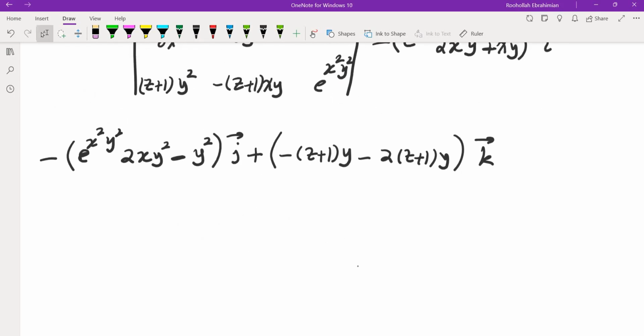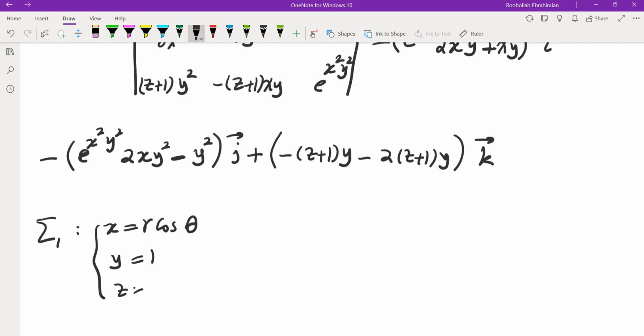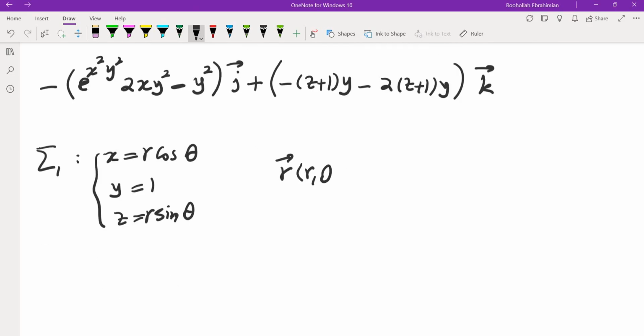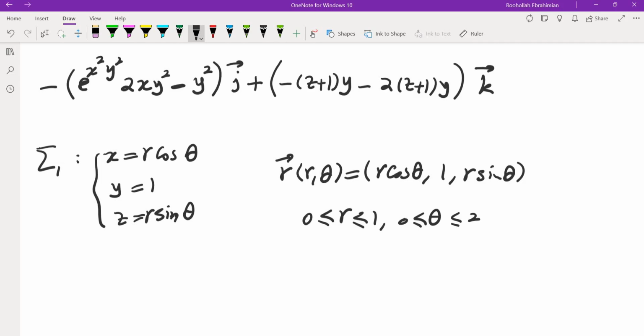So let's look at the surface that we found. Sigma 1 is given by x equals r cosine of theta, y equals 1, and z equals r sine of theta. Okay, so it's going to be r of r, theta equals r cosine theta, 1, r sine theta. And because this was a unit disk, r is going to be between 0 and 1, and theta would be between 0 and 2 pi.